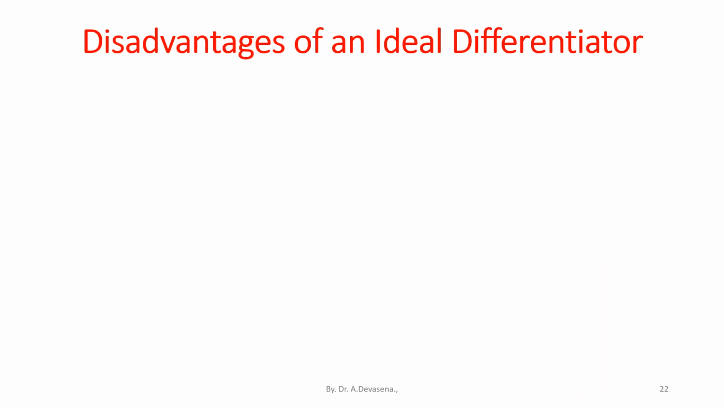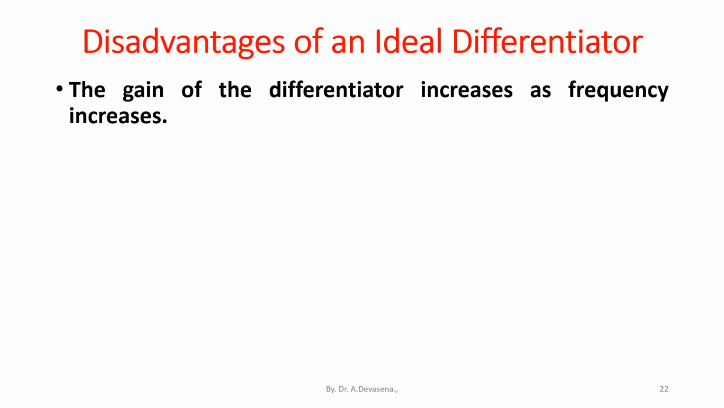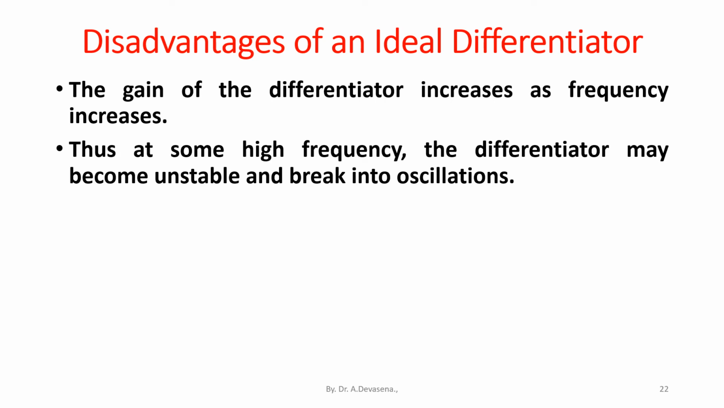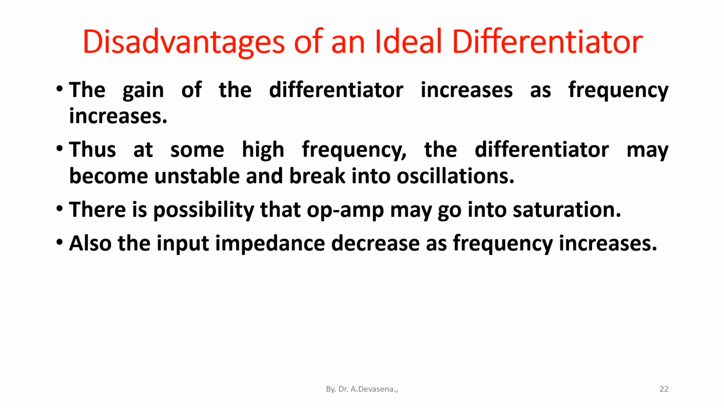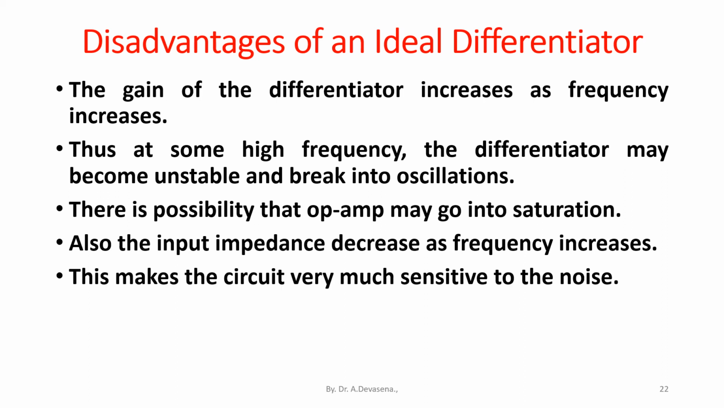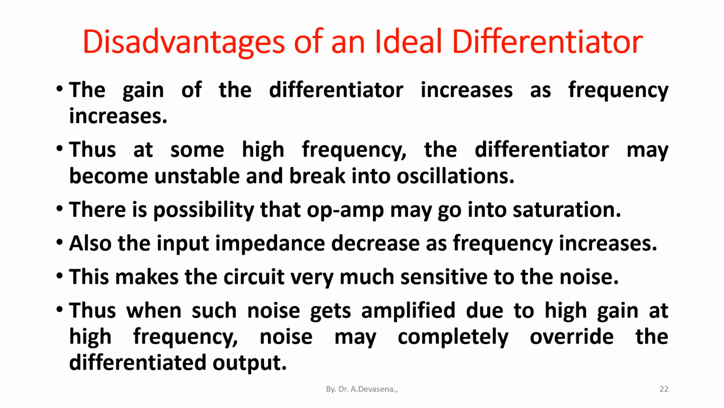So far we have discussed about the ideal differentiator. Let us discuss the disadvantages of an ideal differentiator. The gain of the differentiator increases as frequency increases. Thus, at some high frequency, the differentiator may become unstable and break into oscillations. There is possibility that op-amp may go into saturation. Also, the input impedance decreases as frequency increases. This makes the circuit very much sensitive to the noise. Thus, when such noise gets amplified due to high gain at the high frequency, noise may completely override the differentiated output.